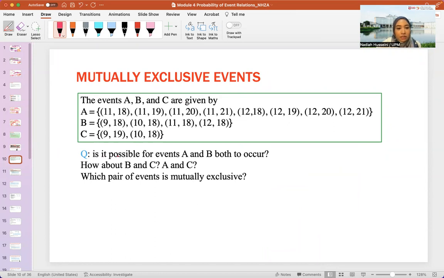Okay, this is my question. Is it possible for events A and B both to occur? Yes or no? And why? Is it possible for A and B to happen at the same time?